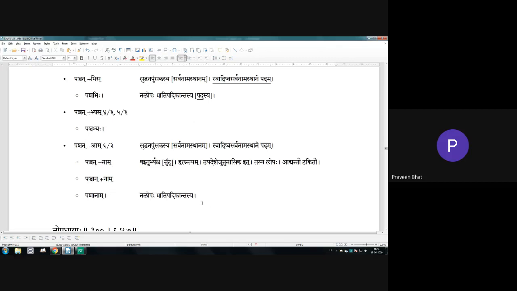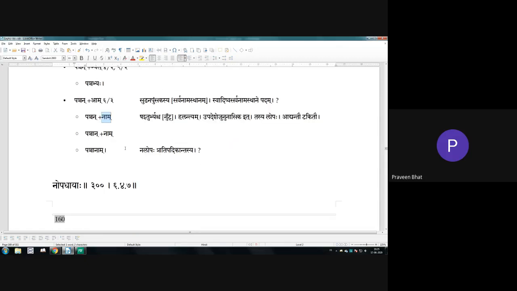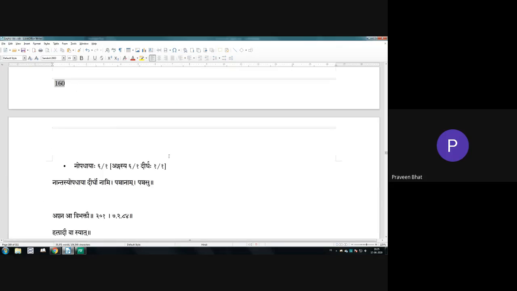Nalopa pratipadikantasya. Let me cross check whether I have done it right. I'll cross check this. I still need to see what is happening. This looks okay to me, but I'll put a question mark. If there is anything else, we'll look at this again, especially with this pada sanya. I want to revisit this because I want to make sure, although this is what it appears to be. I'll cross check this because there seems to be some implication as to why no upadha has come in, etc. So here I can't do it.